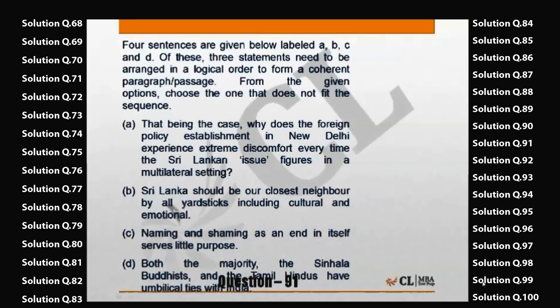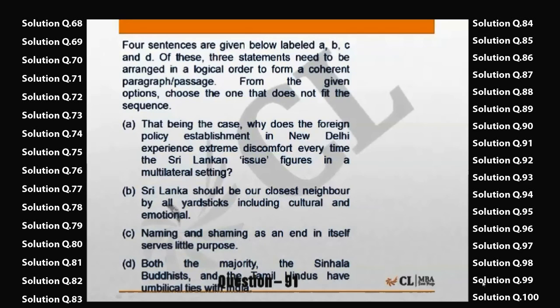Sentence B asserts that Sri Lanka should be our closest neighbor by all yardsticks, by all measures. It says that, including cultural and emotional pointers, Sri Lanka is supposed to be our closest neighbor. And sentence D brings a factual statement into view to support this assertion that we just made in sentence B. It reads that both the majority, which are the Sinhala Buddhists, and the Tamil Hindus have umbilical ties with India, have close ties with India, and this is why they are our closest neighbors, Sri Lanka.